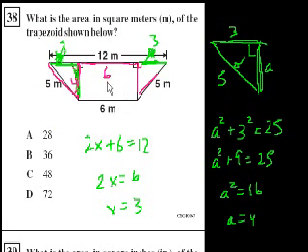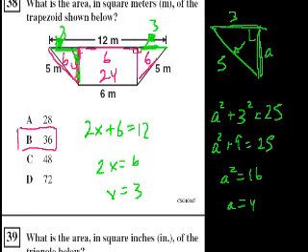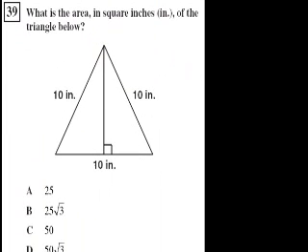What's the area of the rectangle? 6 times 4, it's 24. What's the area of each of these triangles? 3 times 4 times 1/2. 3 times 4 is 12, times 1/2 is 6. So the area of that triangle is 6, the area of this triangle is 6. So 6 plus 24 plus 6 is 36. B. Problem 39. What is the area in square inches of the triangle below?